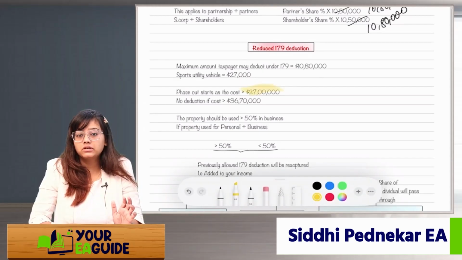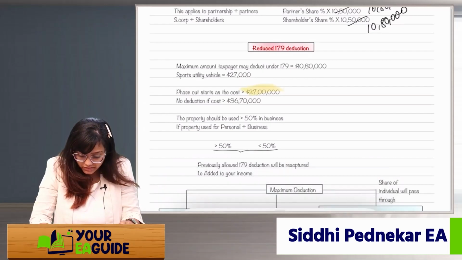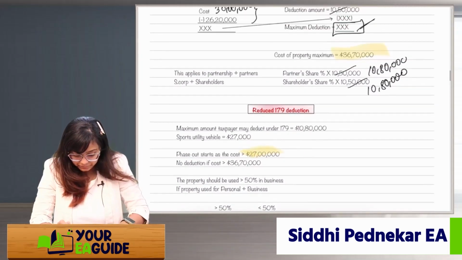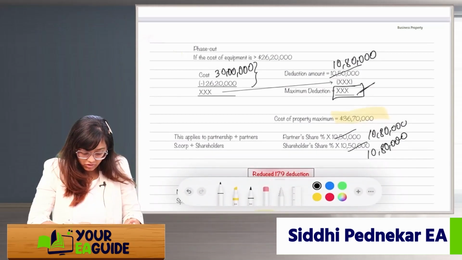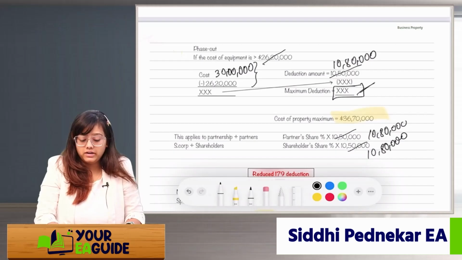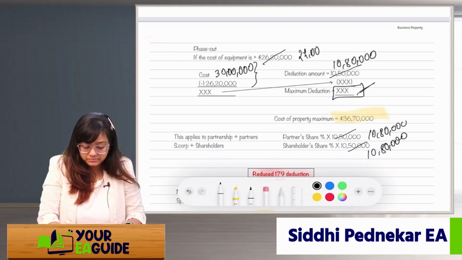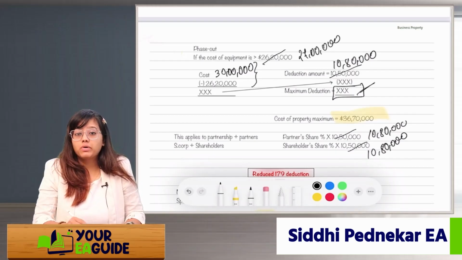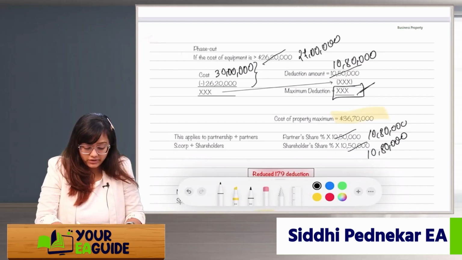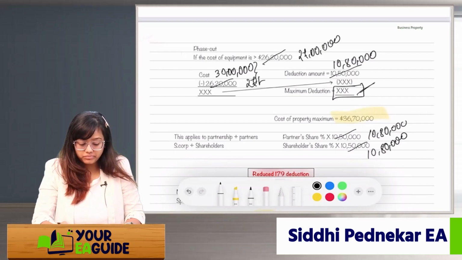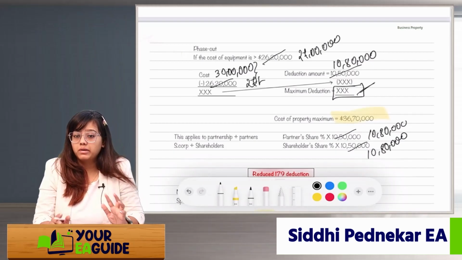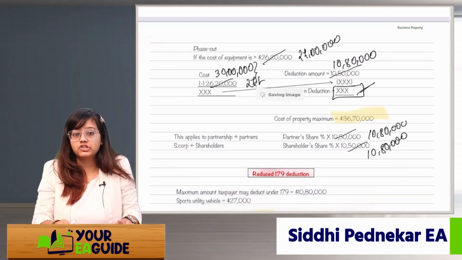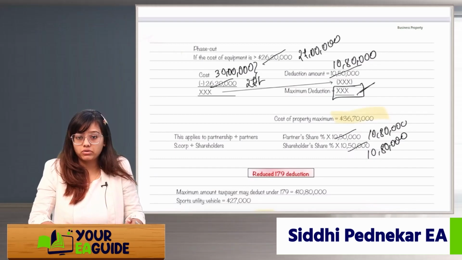Just a minute, not a sports utility vehicle. Here, see, this 26 lakh 20 was for 2021. Now it is 27 lakh. If it's over and above 27 lakh, then you will reduce the 27 lakh from the cost. Whatever is the amount, you will phase it out from your limit. Just make the correction if it's not there in your book.